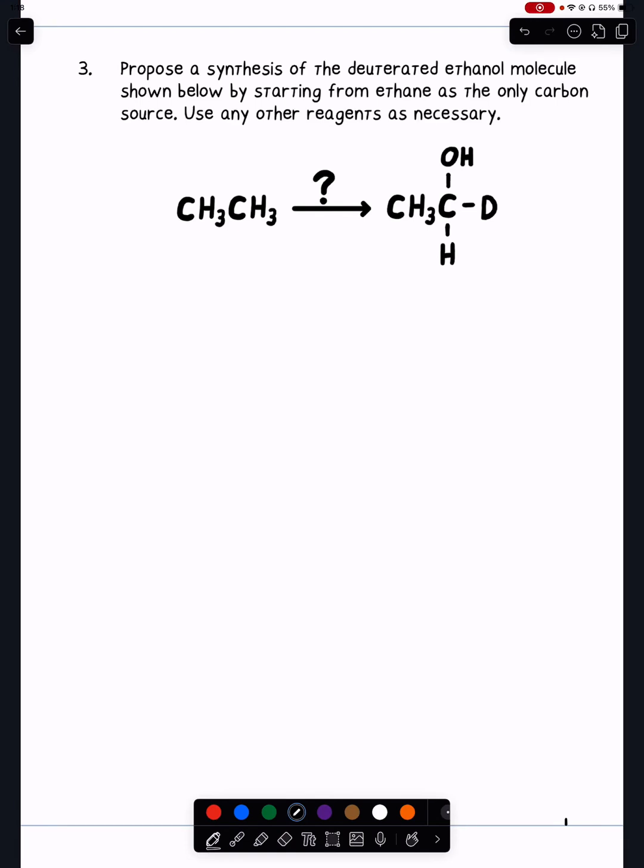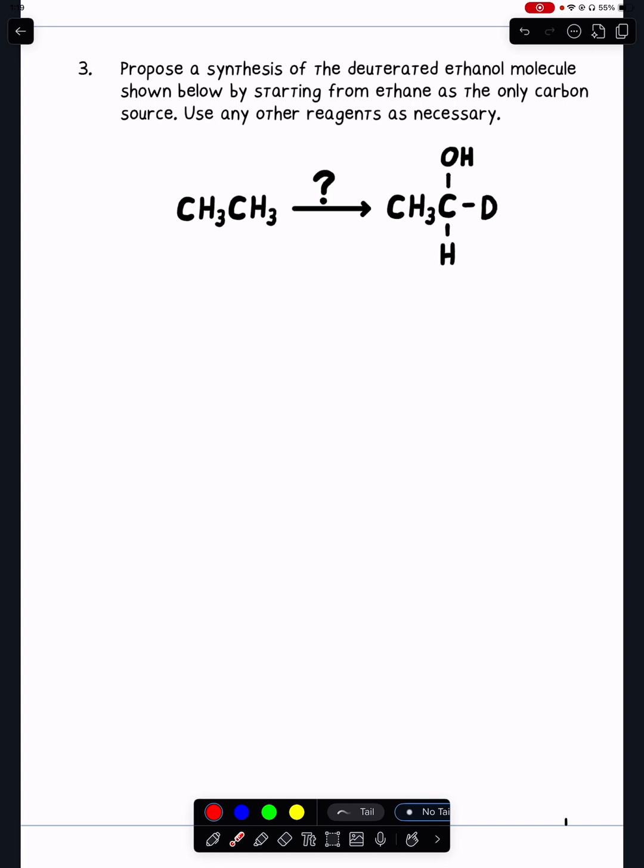In this question, you're being asked to propose a synthesis of this specific deuterated ethanol molecule. The important thing about this one is there's a deuterium on this carbon with the hydroxyl group. So there's some regioselectivity there. We need to put that deuterium specifically on that carbon.